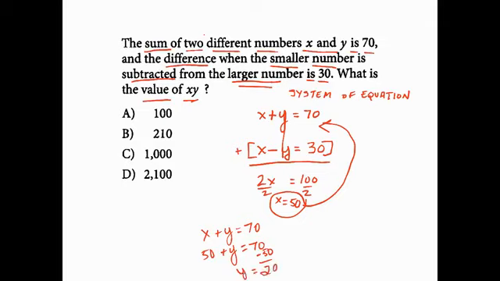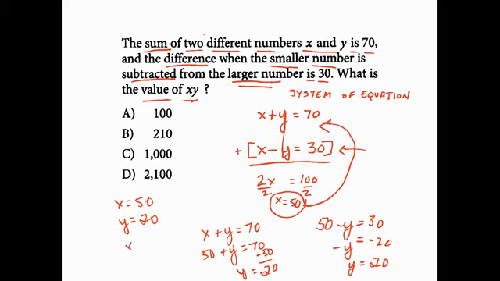If you were to put it into the other equation, you would find the same. 50 minus y equals 30. Therefore, negative y equals negative 20, or y equals 20. So now we know that x is 50. We know y is 20. And they're asking for x times y. 50 times 20 is 1,000. And we've arrived at our answer.